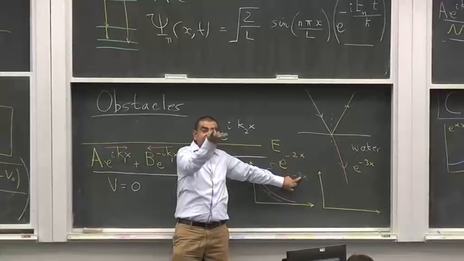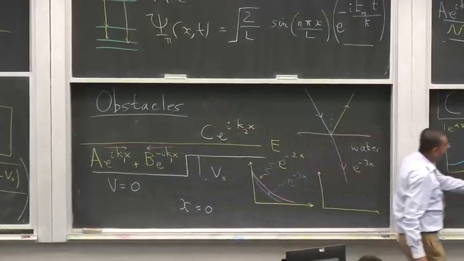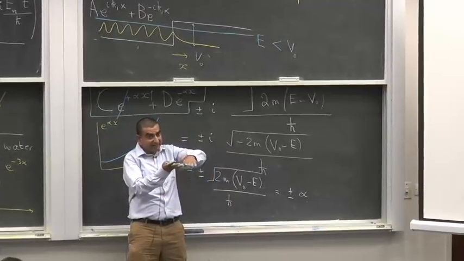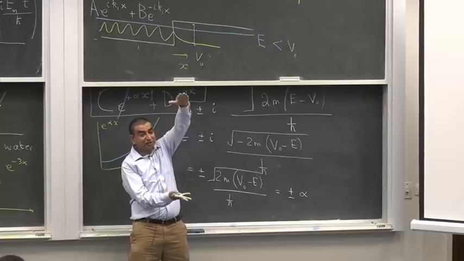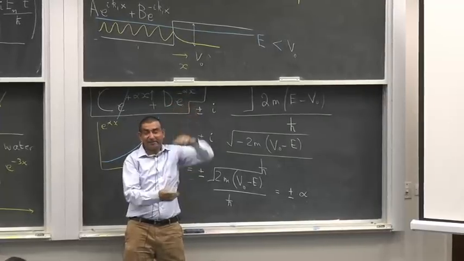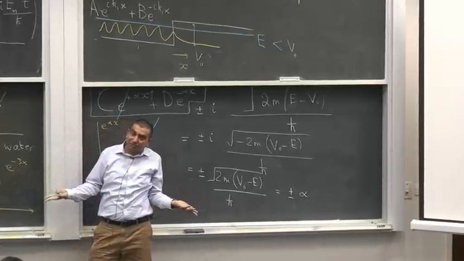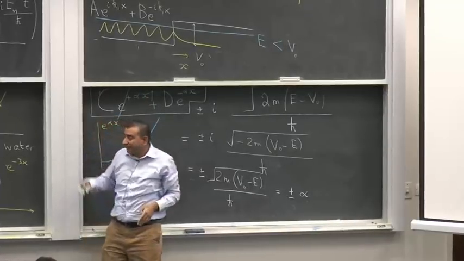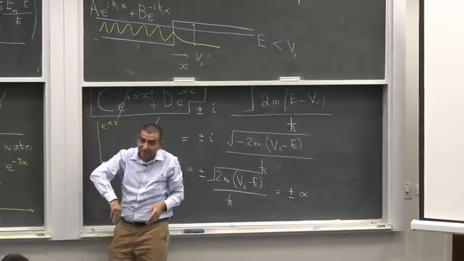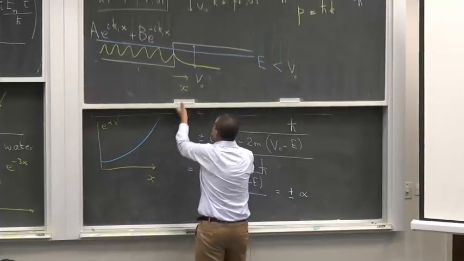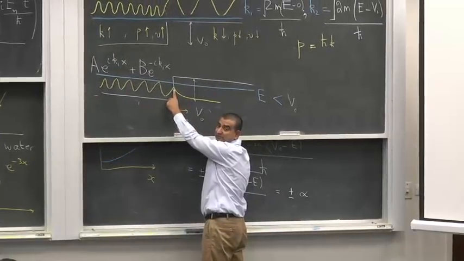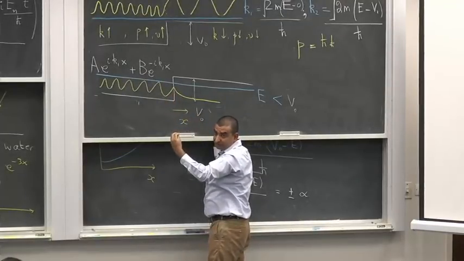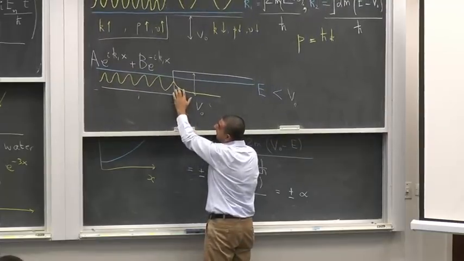Which means if alpha is large, alpha is large means V naught is bigger and bigger than E. So if V naught is much larger than the energy of the incoming particle, the wave function decays more rapidly, as it should. If the barrier height is larger than the energy of the incoming particle, the decay is faster and faster and faster. But on this point, the wave function remains continuous. It always remains continuous because the wave function must be continuous. And so there's a penetration length.